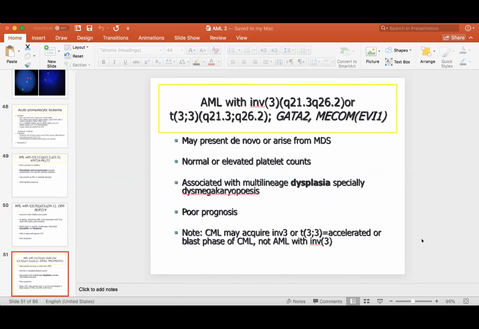AML with inversion 3 or translocation 3. This one also is associated with dysplasia, actually multilineage dysplasia, especially in the megakaryocytes. And that's why usually you have thrombocytopenia, but you might also have thrombocytosis, and you see dysplasia with this type of acute myeloid leukemia. So here the question is, if I see dysplasia, do I call it AML with myelodysplasia-related changes, or do I call it AML with inversion 3? If you have the translocation, then this takes precedence. It is AML with inversion 3. And I'll talk about the different types and which takes precedence over the other. This is another AML that has a poor prognosis.